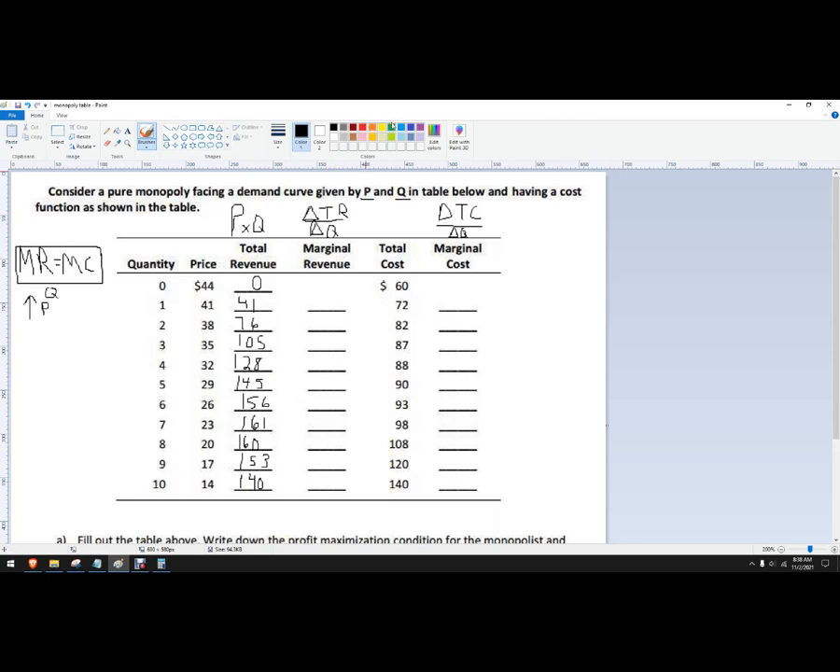Okay, so now let's do marginal revenue. Let's pick a different color here. So the additional revenue right here is 41. Some people find it easier to take this number and subtract the previous number. That is fine. I like to think about what do I have to add to this to get to here. Either way, you'll get the right answer there. So that's going to be 35. That's going to be 29.